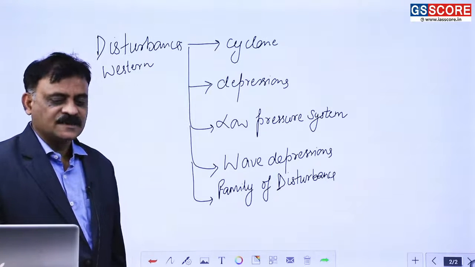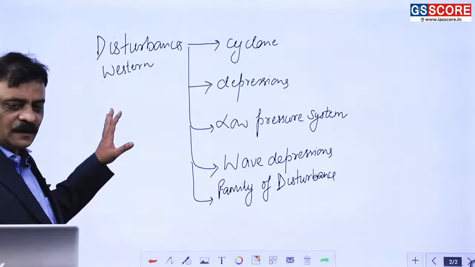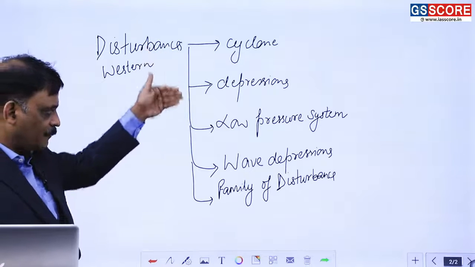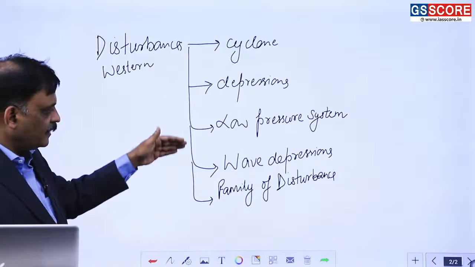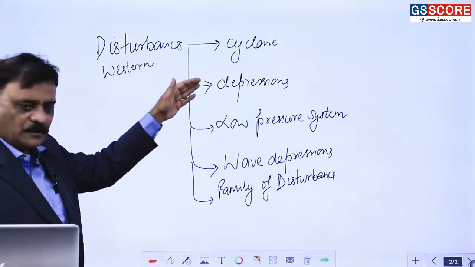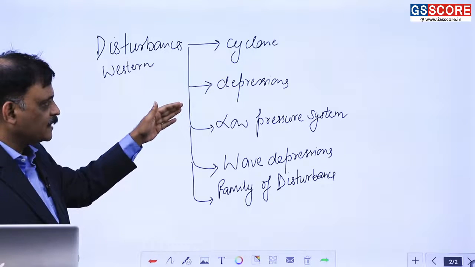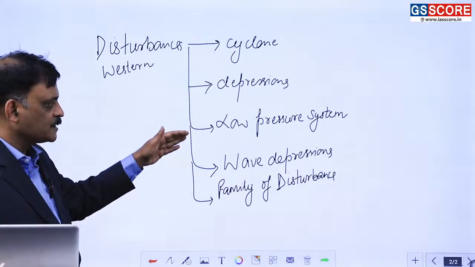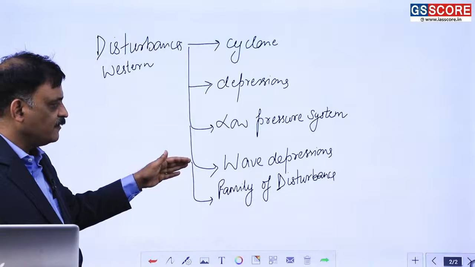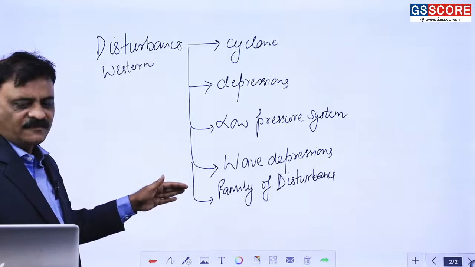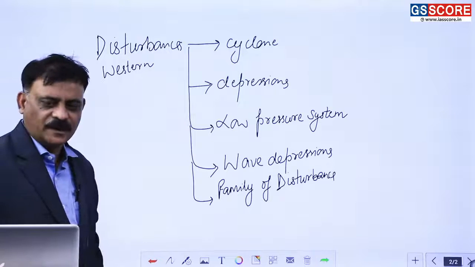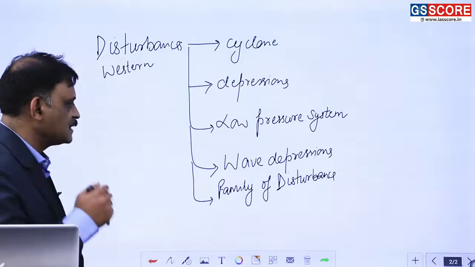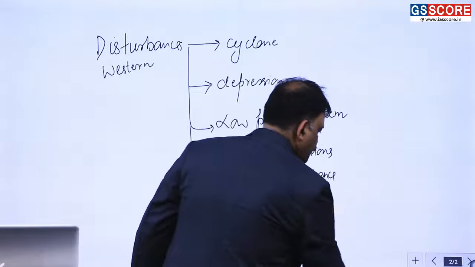Okay, so this is what we call a disturbance. In climatology or in meteorological terms, there are different names for the disturbance. You can call it a cyclone, a depression, a low pressure system, a wave depression, or a family of disturbances. These are some of the terms that you can use in understanding the western disturbances.